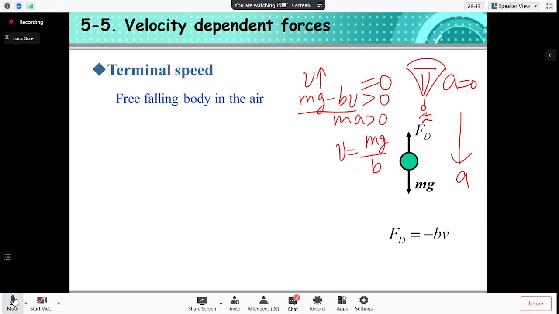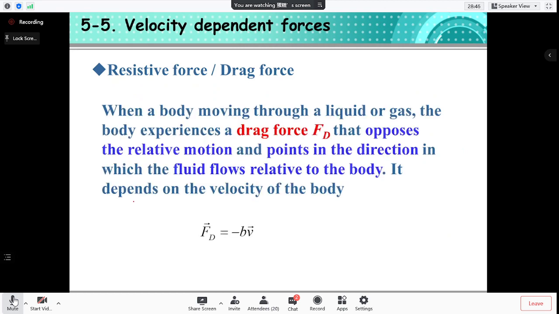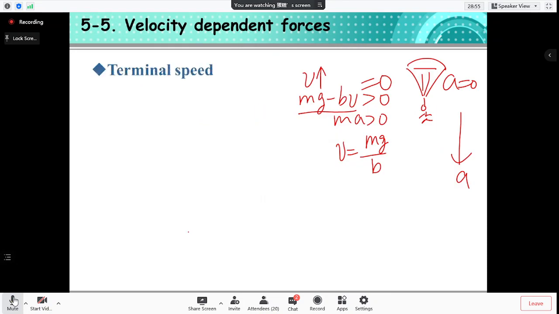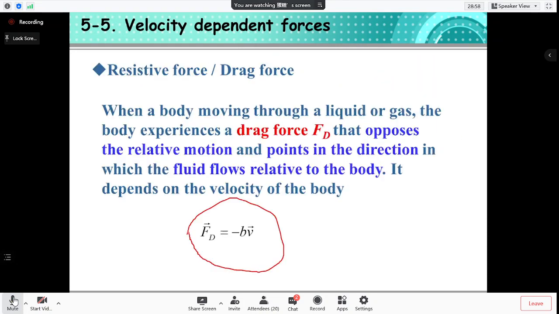Why is this, right? Because of the drag force due to the air. If you are moving in the air, there will be a force due to the air, the drag force. This force is proportional to your speed and in the opposite direction. Here, the minus sign means the opposite direction. Okay, is that clear?